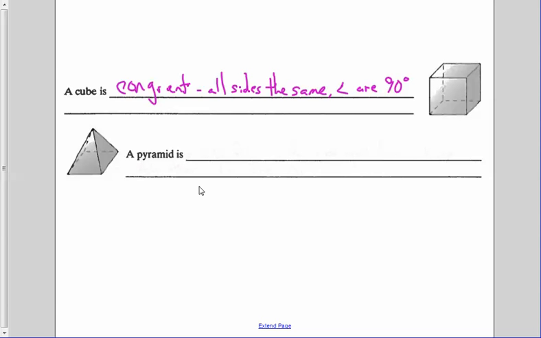And then a pyramid. A pyramid is a 3D figure with one polygon for a base. All other sides are triangles. So we could put any different shape down here for our base, and then we have triangles for all the other sides.